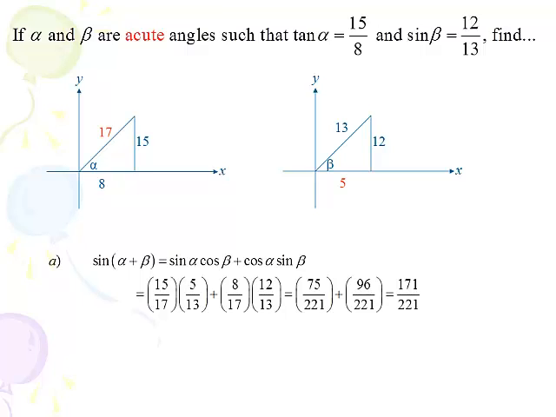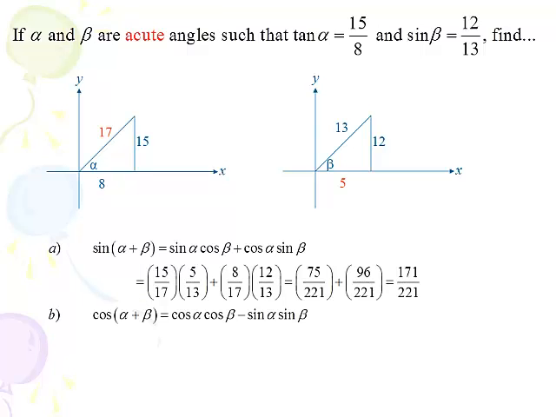And when we do the math on this, we end up multiplying those out, and we get 75 over 221 plus 96 over 221, and that adds up to 171 over 221. Hey, we did it. We just found the sine of alpha plus beta. All right, next up, let's go after the cosine of alpha plus beta. And you go to the formula sheet, and that's cosine, cosine minus sine, sine.